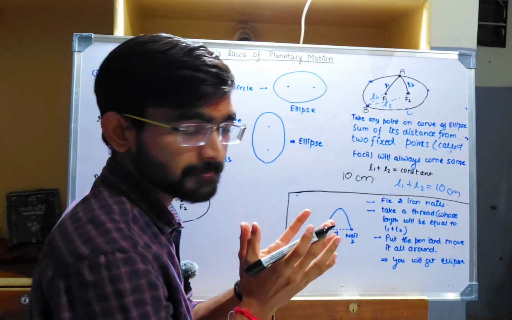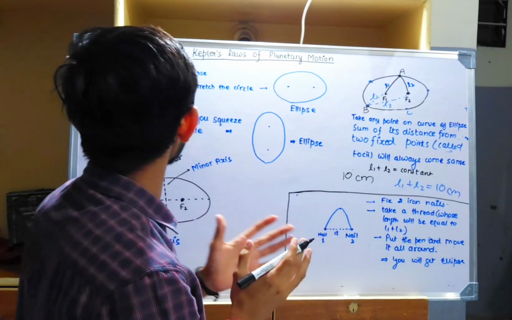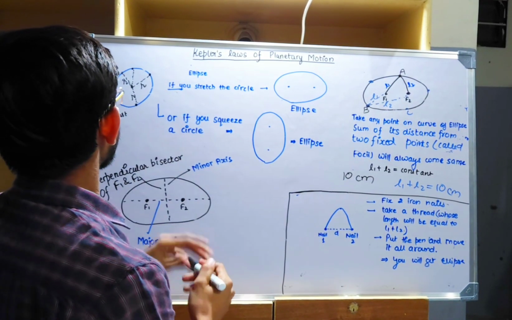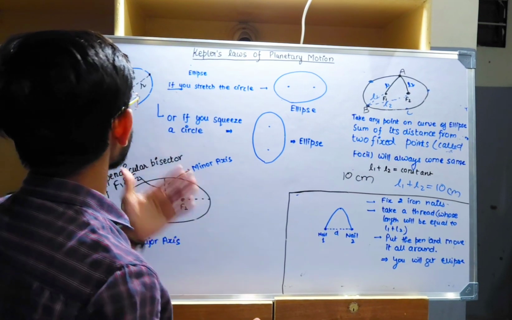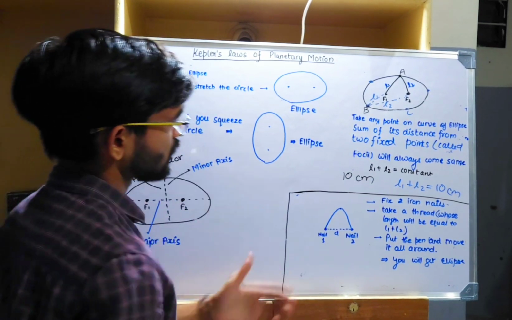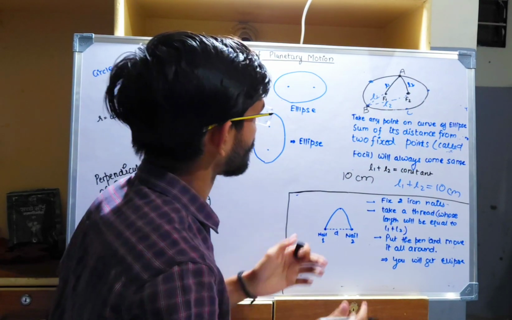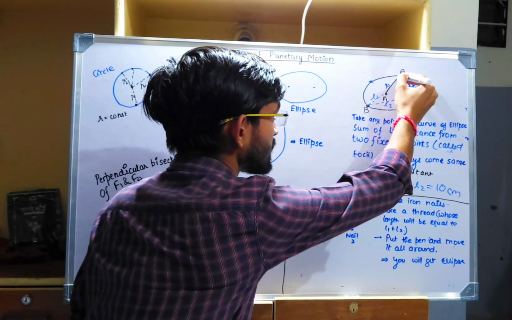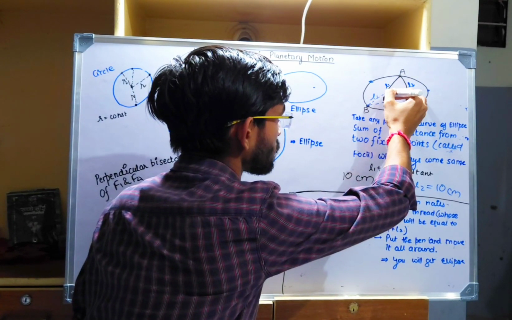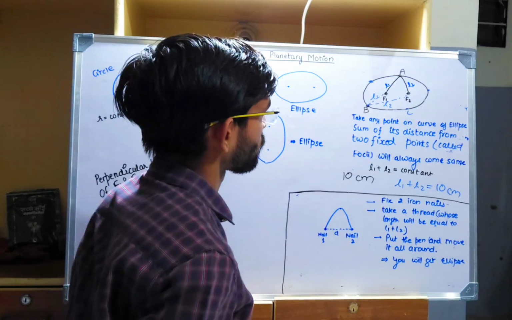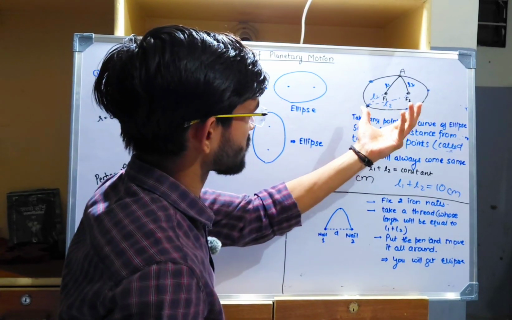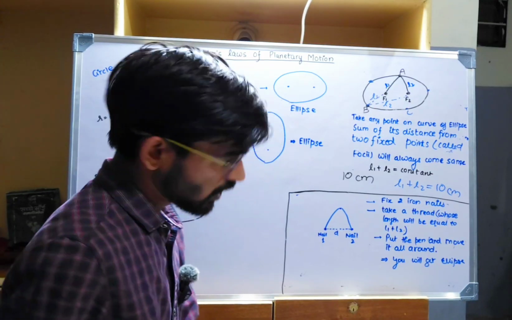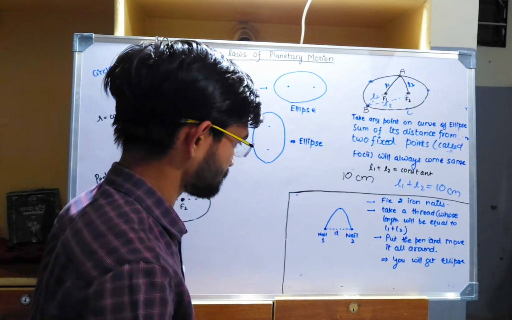An ellipse is basically a geometrical figure, and for a circle, any point on the boundary of the circle is at the same distance from the center. But in case of an ellipse, for any point on the curve of the ellipse, its distance from focus 1 plus its distance from focus 2 will come the same. This is an ellipse. Now how can we draw an ellipse?